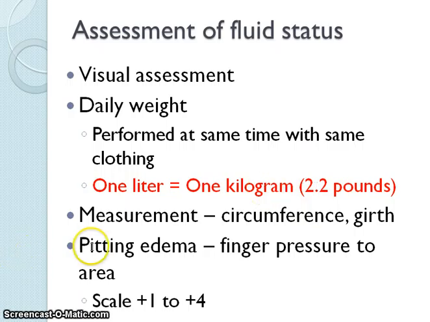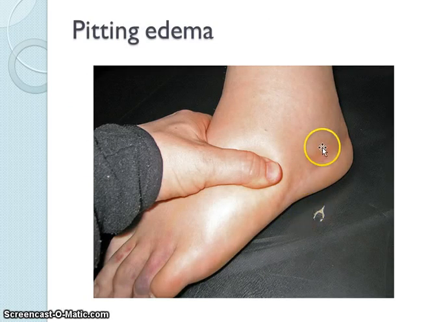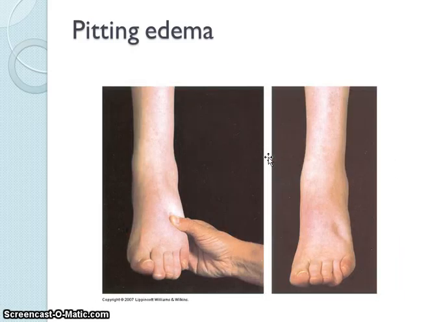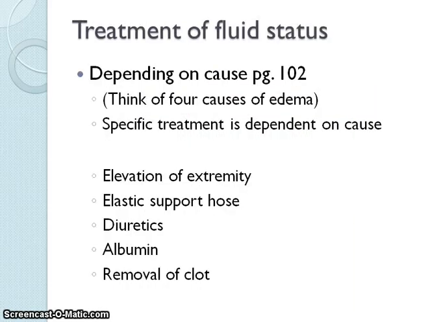Right. We can measure the area, taking a circumference or a girth around it. We can also look for pitting edema. That's where we press down on an affected area and lift our finger up, right? And then we rate it by how deep the indentation is left behind. Shallow is +1. As it gets deeper, we can rate it up to +4 pitting edema.